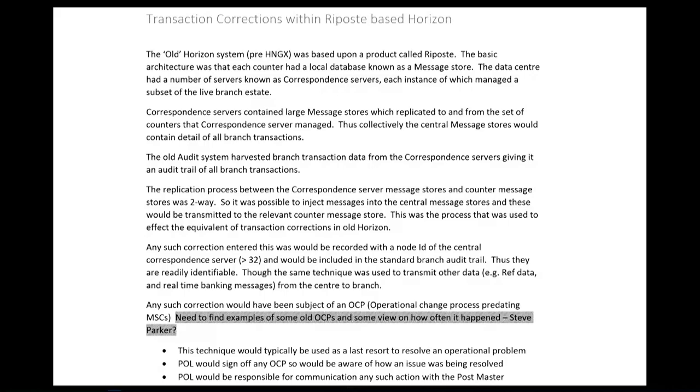Any such correction would have been subject to an operational change process predating MSCs. Need to find some examples of some old OCPs and some view on how often it happened.